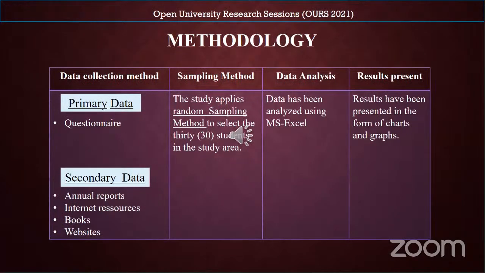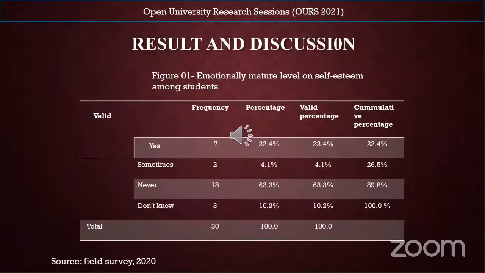Let's move into the methodology part. We have used both primary and secondary data collection methods for collecting data. The study applies a random sampling method to select 30 students in the study area. Data has been analyzed through Microsoft Excel and results have been presented in the form of charts and graphs. When we consider the results and discussion parts, we can see the emotionally mature level on self-esteem among students through this table.